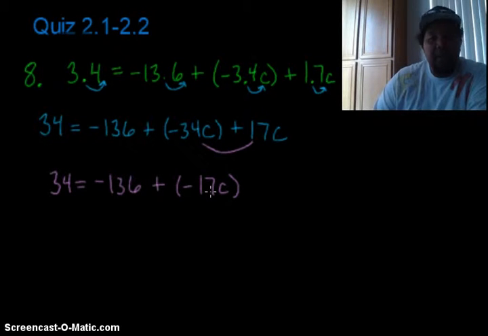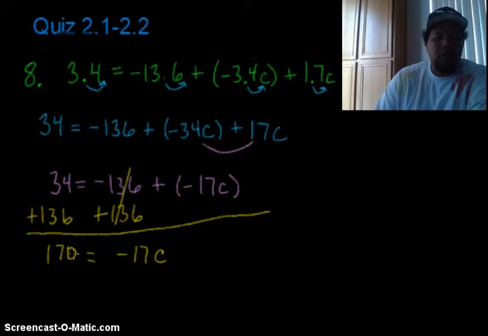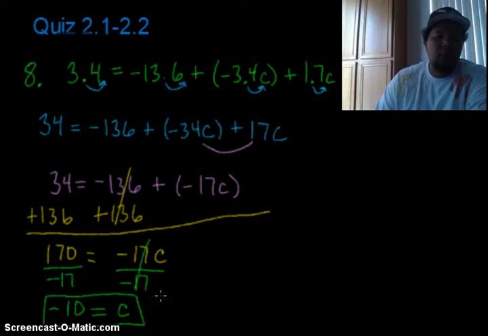Now we're going to begin isolating the variable. We have this negative 17 times c, and we have this constant negative 136. So we're going to add 136 to both sides. So we get 170 equals negative 17 times c. So again, we want to continue isolating for c. So we're going to divide by this negative 17 on both sides. So we get negative 10 equals c as our answer.